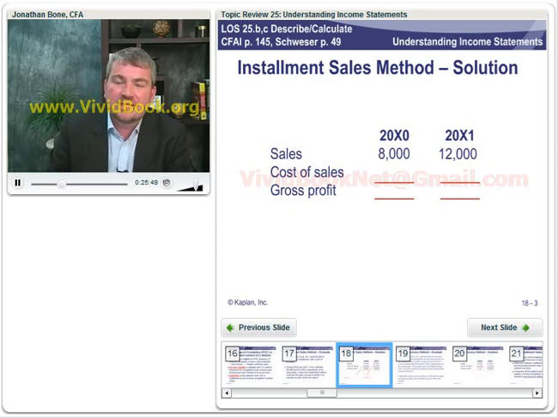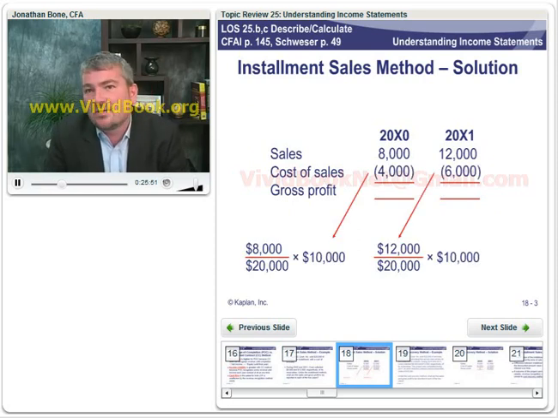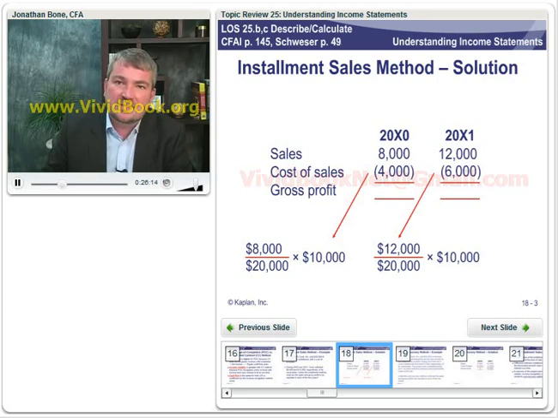So notice you get $4,000 in X0 and $6,000 in X1, computed as the proportion of cash collected to date, so $8,000 over $20,000 times the cost of the inventory you've sold, $10,000. That's $4,000 in X0. Notice in X1 we've received $12,000 out of a total of $20,000, so 12/20ths times $10,000, and we get $6,000. So our gross profit is $4,000 in X0 and $6,000 in X1.